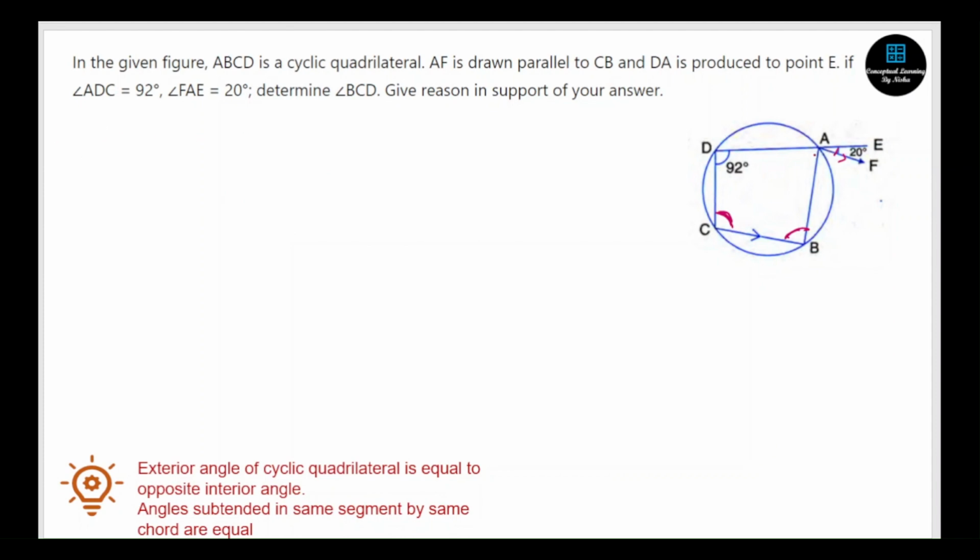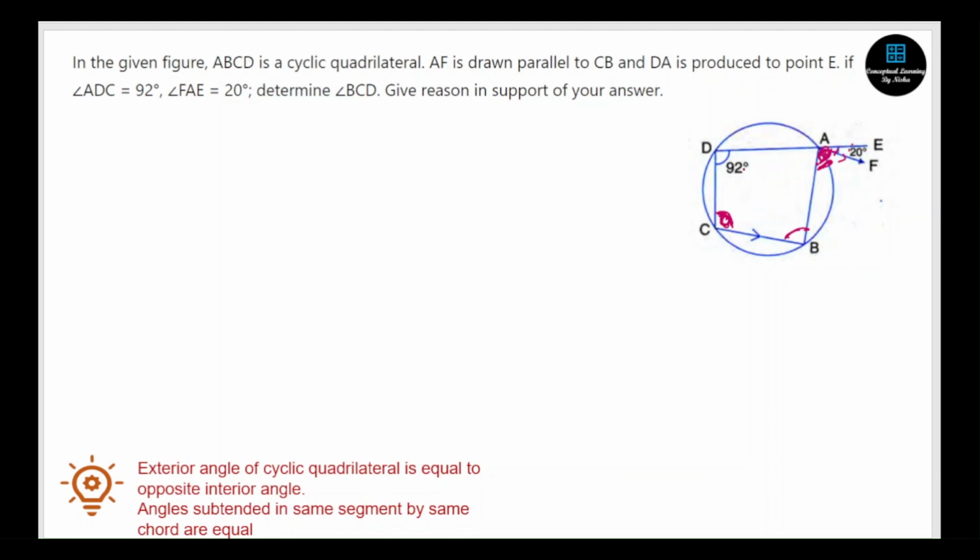I know that the exterior angle of the cyclic quadrilateral equals the opposite interior angle, which means these two angles are the same. Now, 20 is given, and it is also given that AF is parallel to BC. So I am trying to get the remaining part of angle A.